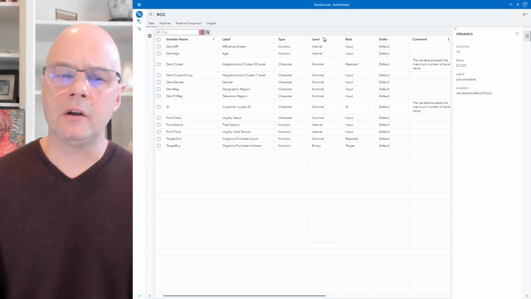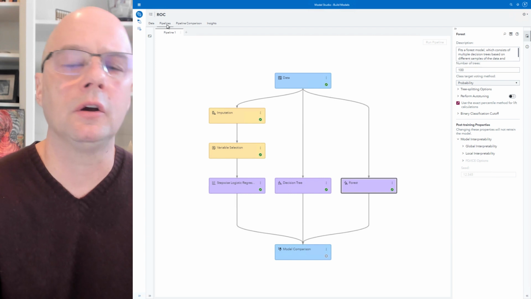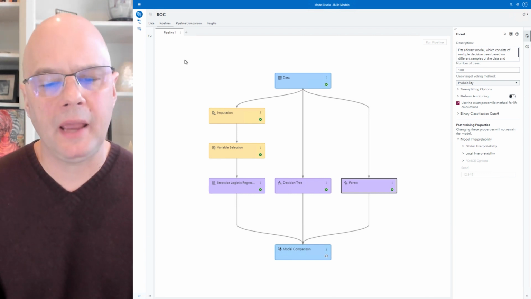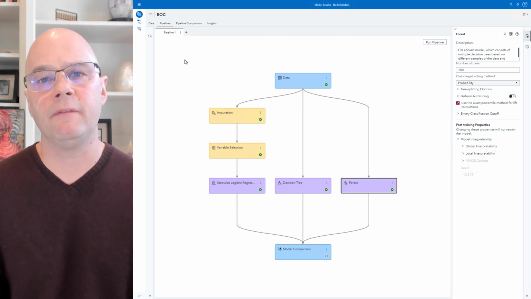All right, in Model Studio, the analysis itself is actually done in pipelines, so let's take a look at what I've done in one pipeline. All right, here's the application. I've got 3 models built, a regression model, a decision tree, and a forest.